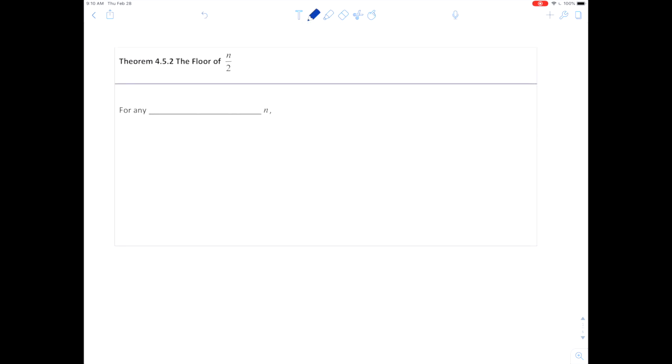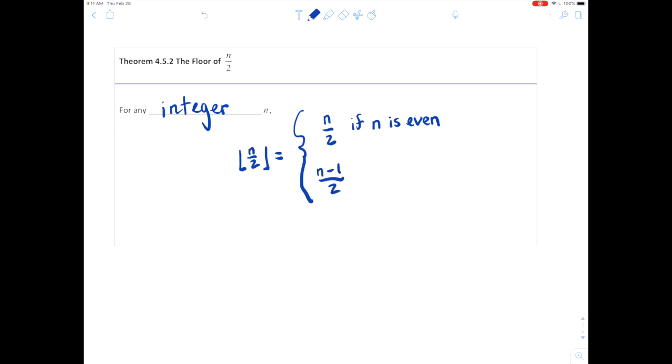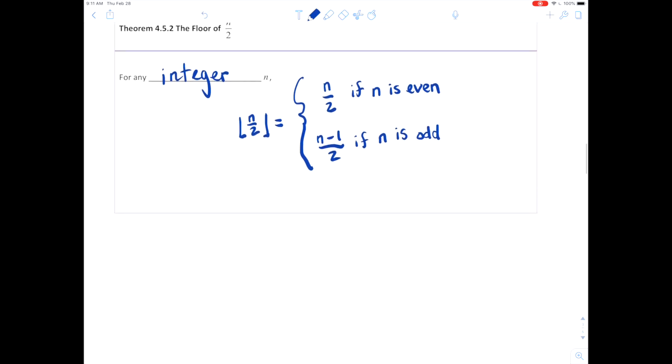All righty. So next theorem, the floor of n over 2. For any integer n, the floor of n over 2 is equal to n over 2 if n is even, n minus 1 over 2 if n is odd. Okay. Well, let's check this one out.